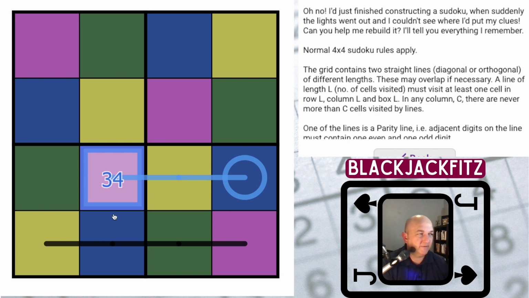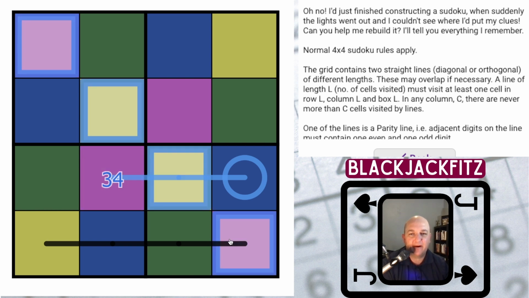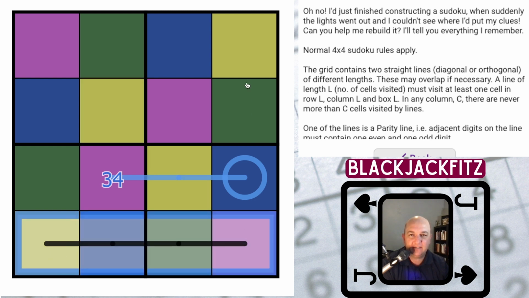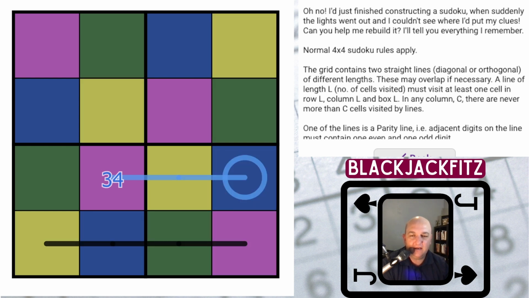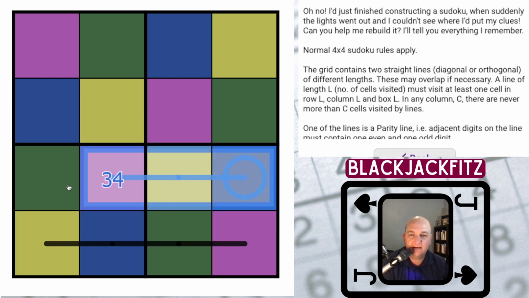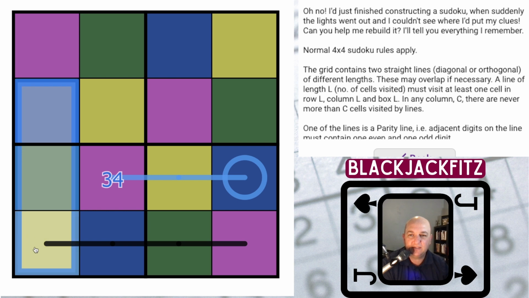Sorry, I'm thinking about several different things. Oh, right. It's not diagonal, because these can't be different parities. Okay, so if it is a 4 length line, it's this or this. And if it's this, then we have this exactly, because we couldn't have 2 cells visited in column 1.